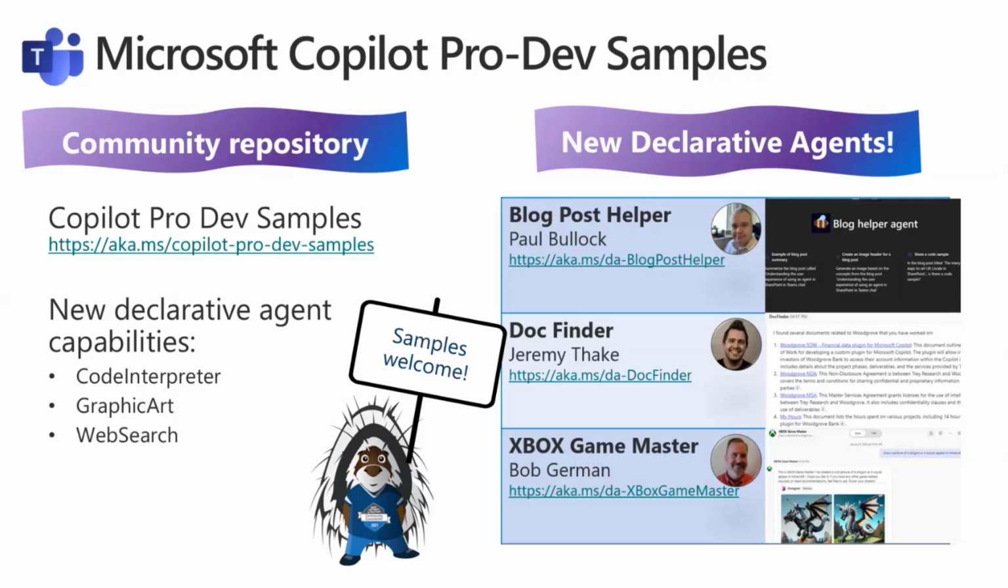Really useful. And then just for fun, I wrote one called Xbox Game Master. This is grounded off of the Xbox.com website. It can make gaming recommendations and even generate images that look like a certain game. So I have some dragons that are in Minecraft style there in the screenshot.